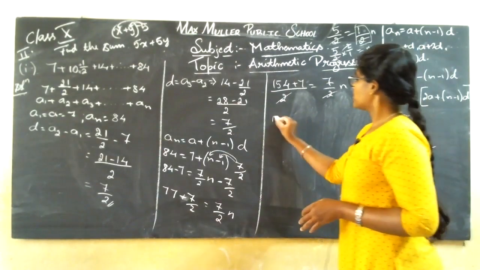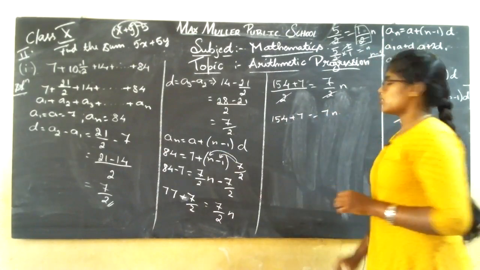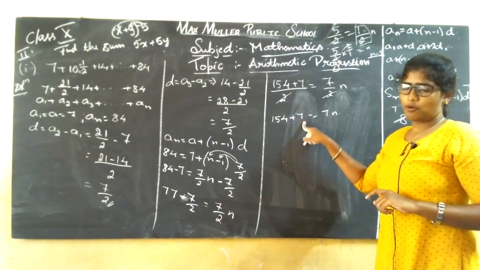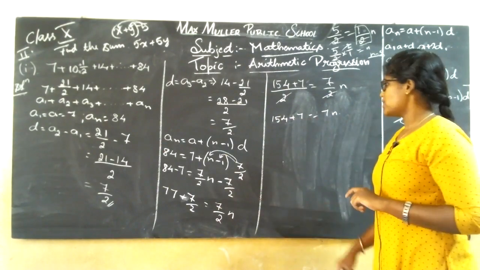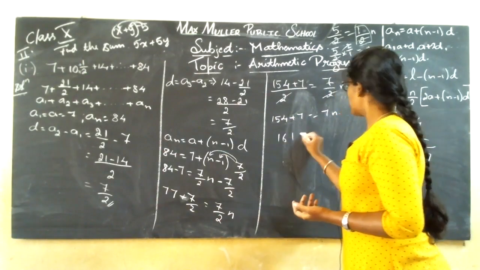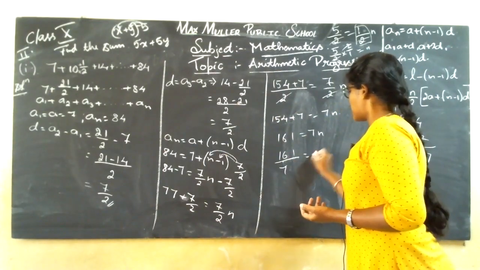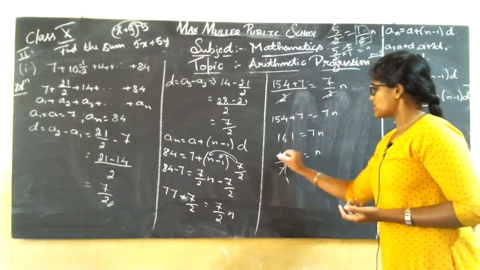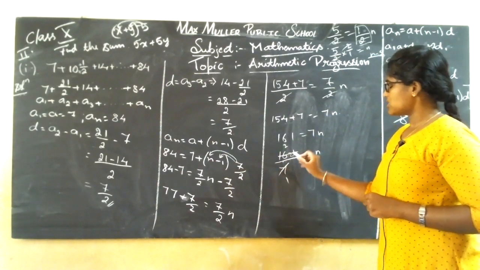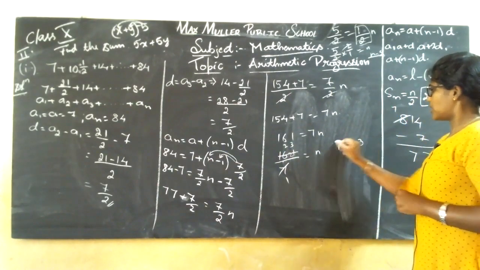Now you will be left with this one. So 4 plus 7 is what? 11. Correct? 7 plus 3 is 10. 10 plus 1 is 11. 61 is equal to 7n. So 61 divided by 7 is equal to n. So 7 1s are 7, 7 2s are 14, 15, 16, 21. 7 3s are 21. So the n value you get is 23.